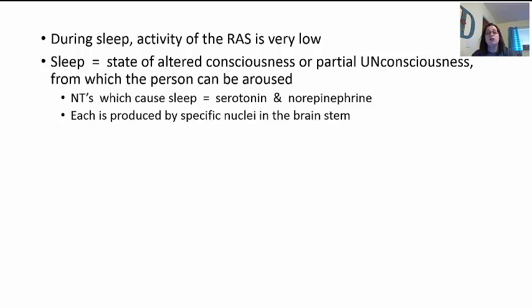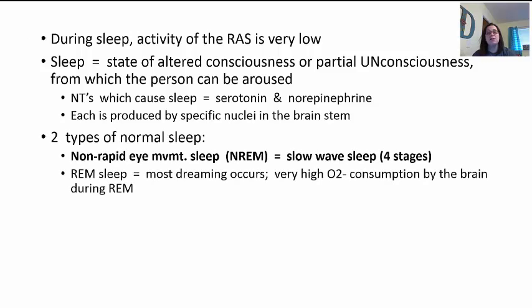Now, there are some neurotransmitters in your nervous system which cause sleep. These are serotonin and norepinephrine. So if these neurotransmitters are not being produced like they should in your brain, it can affect your sleep cycle. Each is produced by specific nuclei in your brain stem.